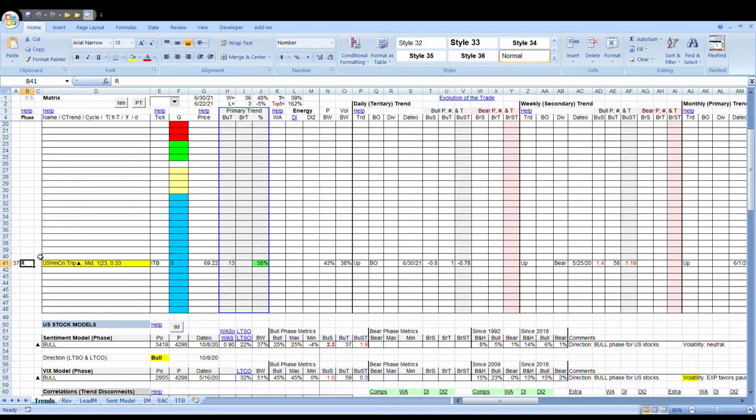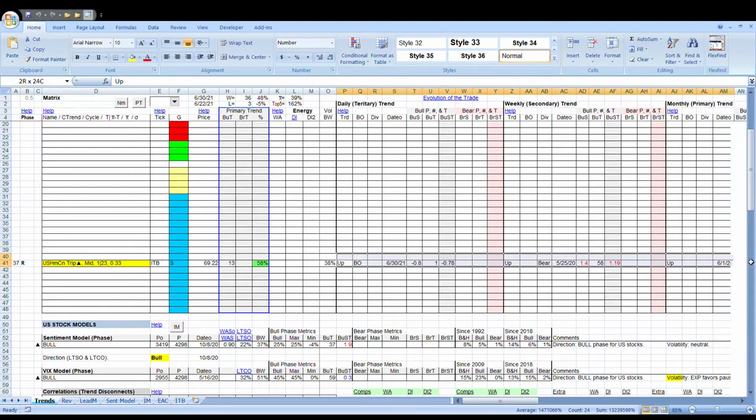We're going to talk about the U.S. Home Construction Index. It's popped up on the matrix as reset. It's a reset within a primary trend that's been up for 13 months and has produced a 58% return. And you can see across the triple time frames that everything is up, and we have a breakout in the daily. So this is the reset driven by the daily.